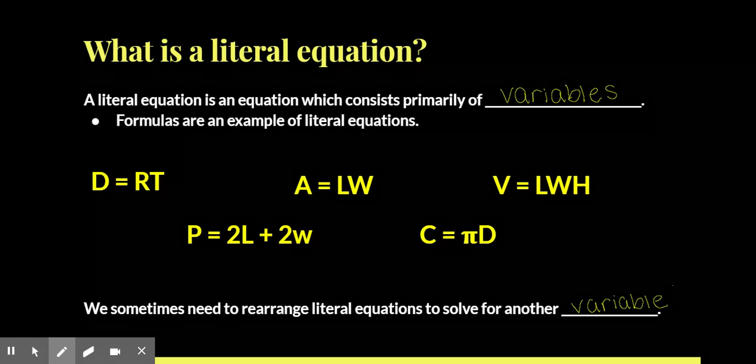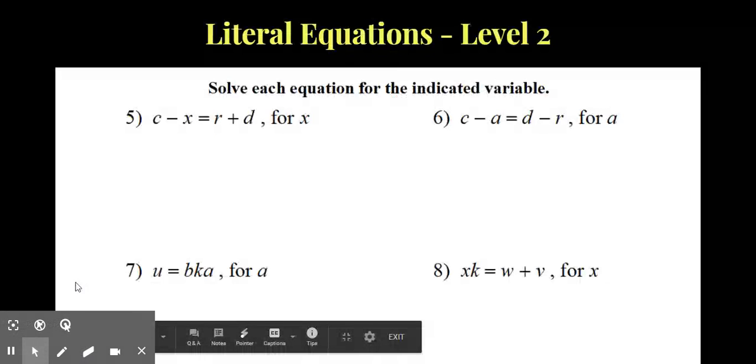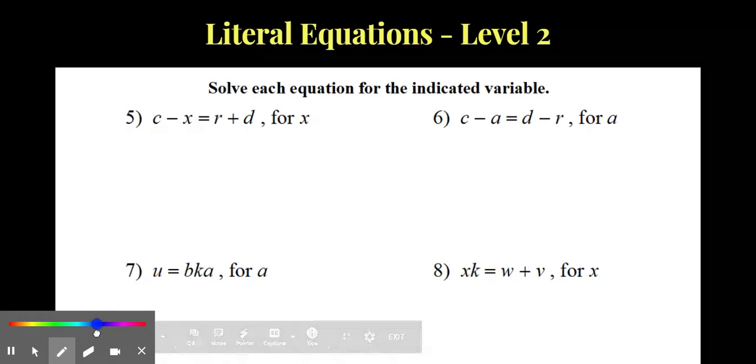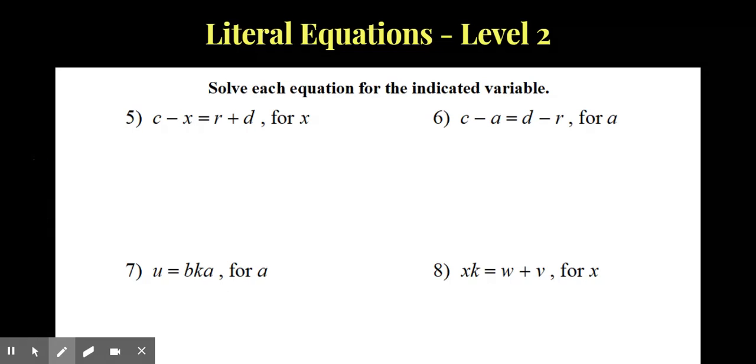This can be useful depending on the information that you are given. Let's say in the volume formula, you need to solve for height when you're given the volume, the length, and the width. You would rearrange the literal equation so it's a lot easier to solve for height. Today we are going to take a look at the level 2 literal equations. I call these level 2 just because they're a little more complicated than the ones in the level 1 notes. However, it's still the same solving steps that you have seen before.